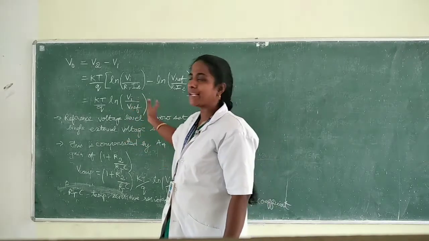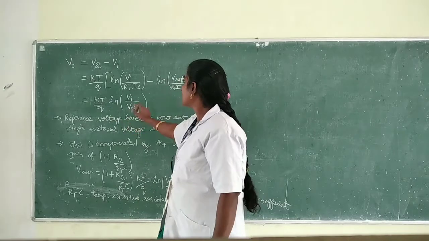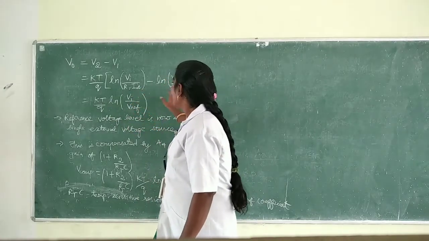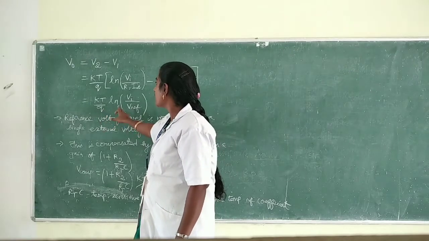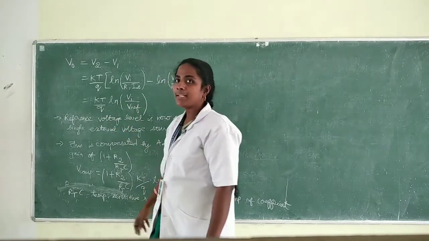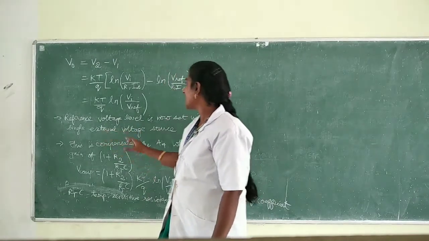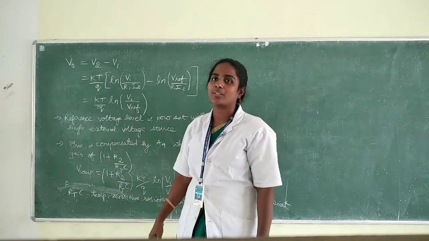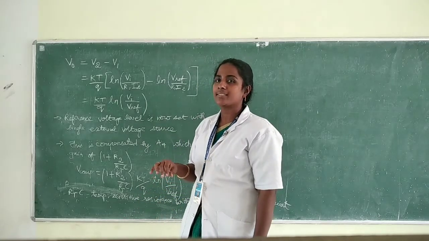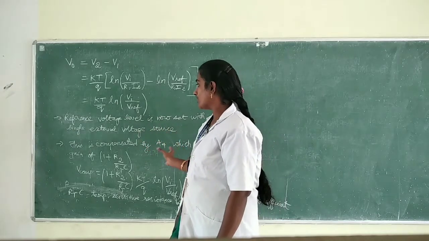When you subtract these, R1 and IS will get cancelled. So you will get KT divided by Q into ln Vi divided by V reference. Thus the reference voltage level is now set with a single external voltage source.